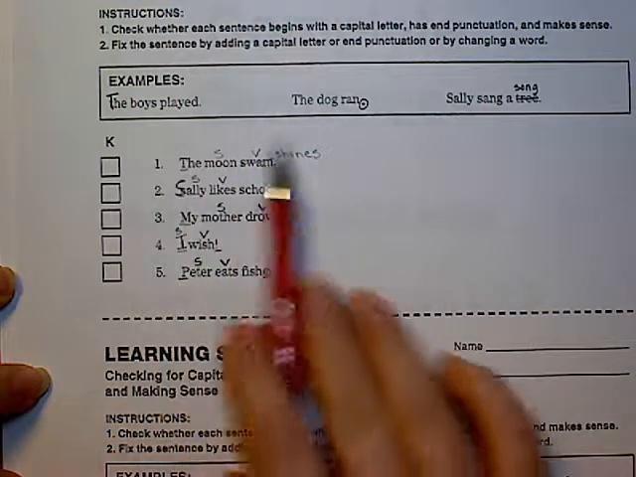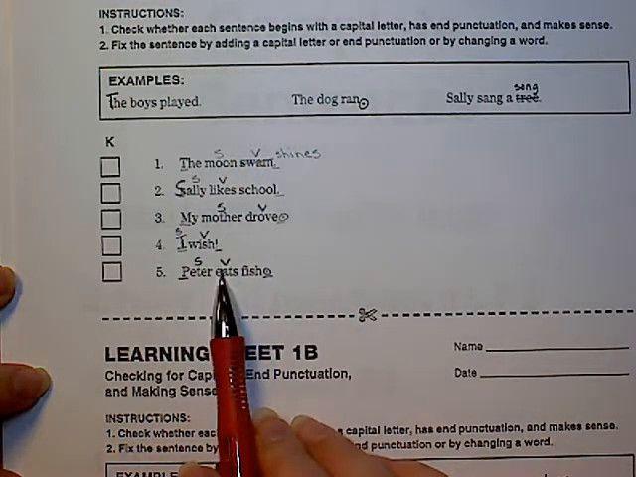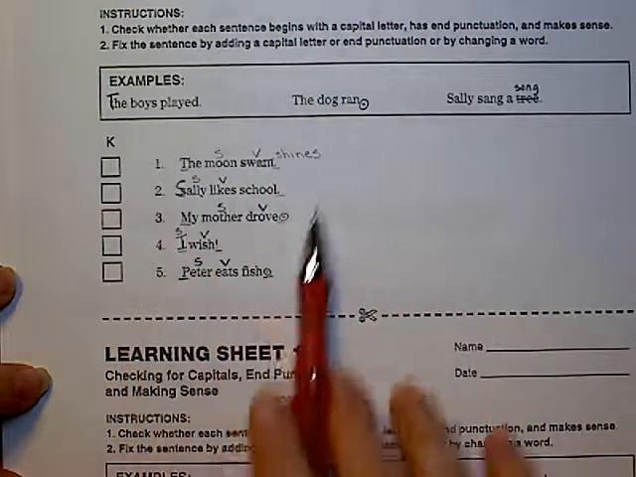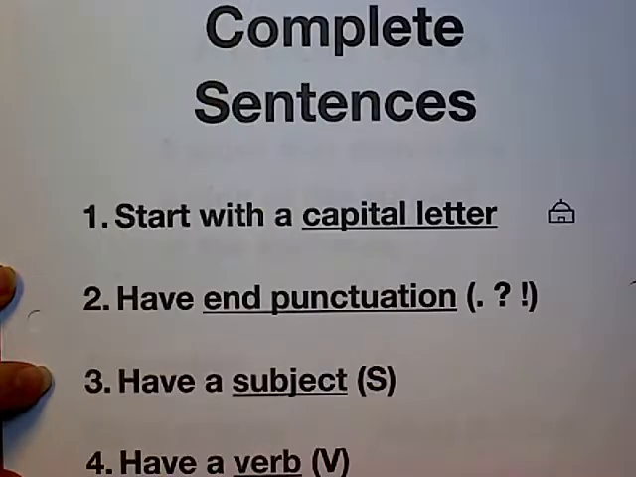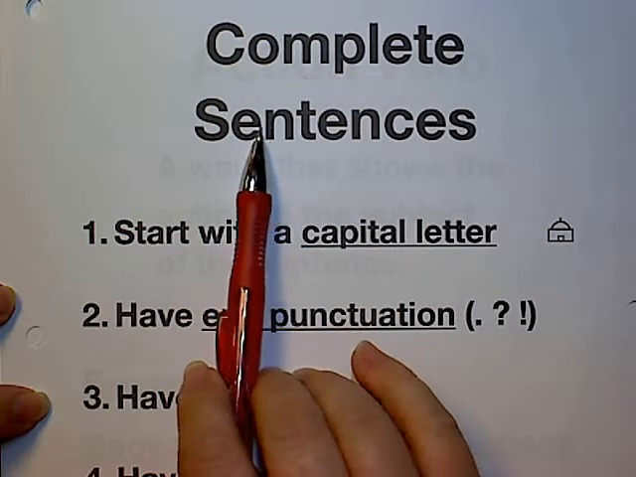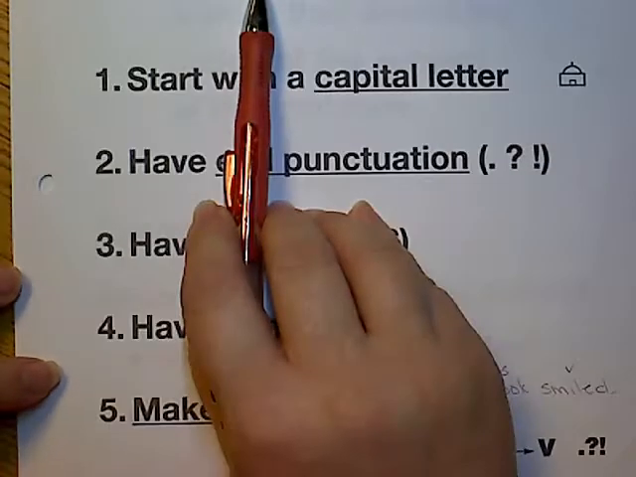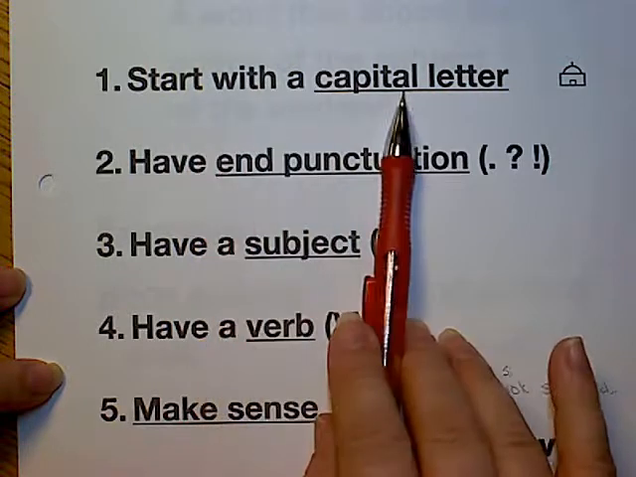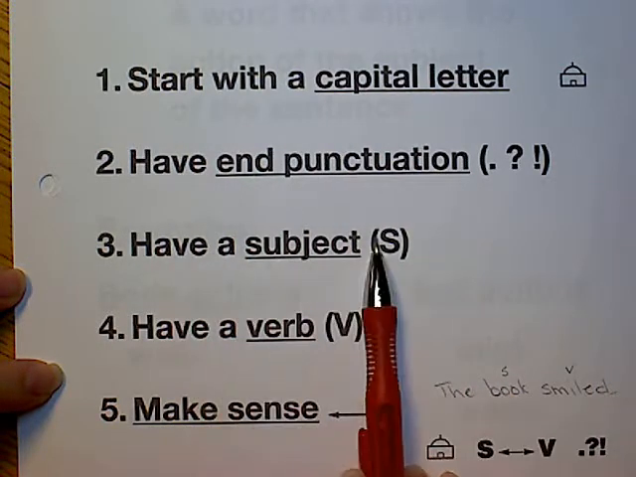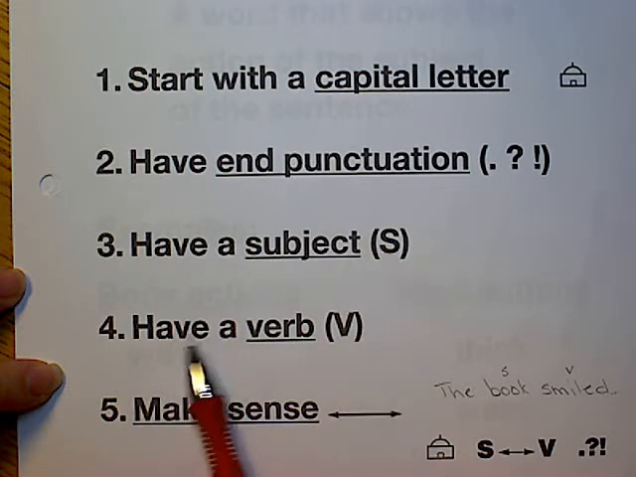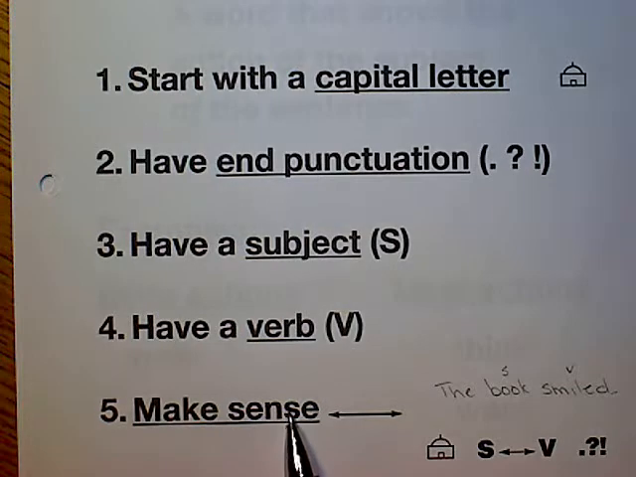So as you go through, you're going to be doing some independent work after you come see me. As you're doing your independent work, make sure that you're going through those 5 requirements of a sentence. Remember, a complete sentence, whether I'm writing it or checking it, I need to go through all 5. Does it start with a capital letter? Does it have end punctuation? Does it have a subject? Mark it with an S. Does it have a verb? Mark it with a V. And then check to make sure, does it make sense?